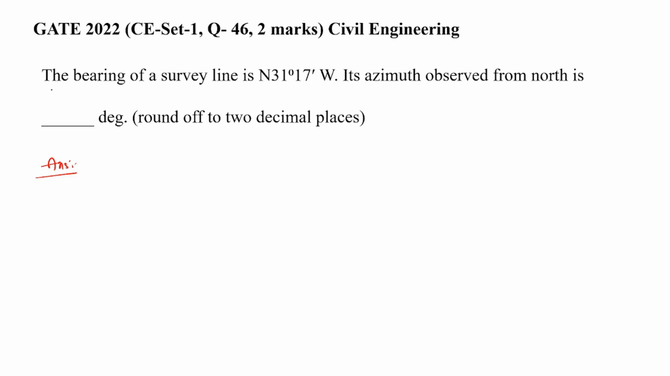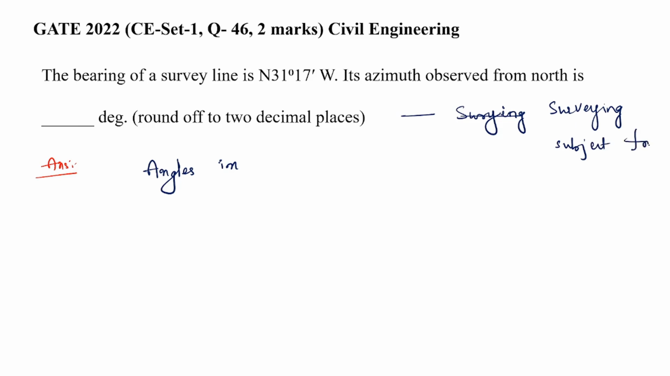To read again, the bearing of a survey line is north 31 degrees 17 minutes. Generally, angles in this question are from the surveying subject, from civil engineering.